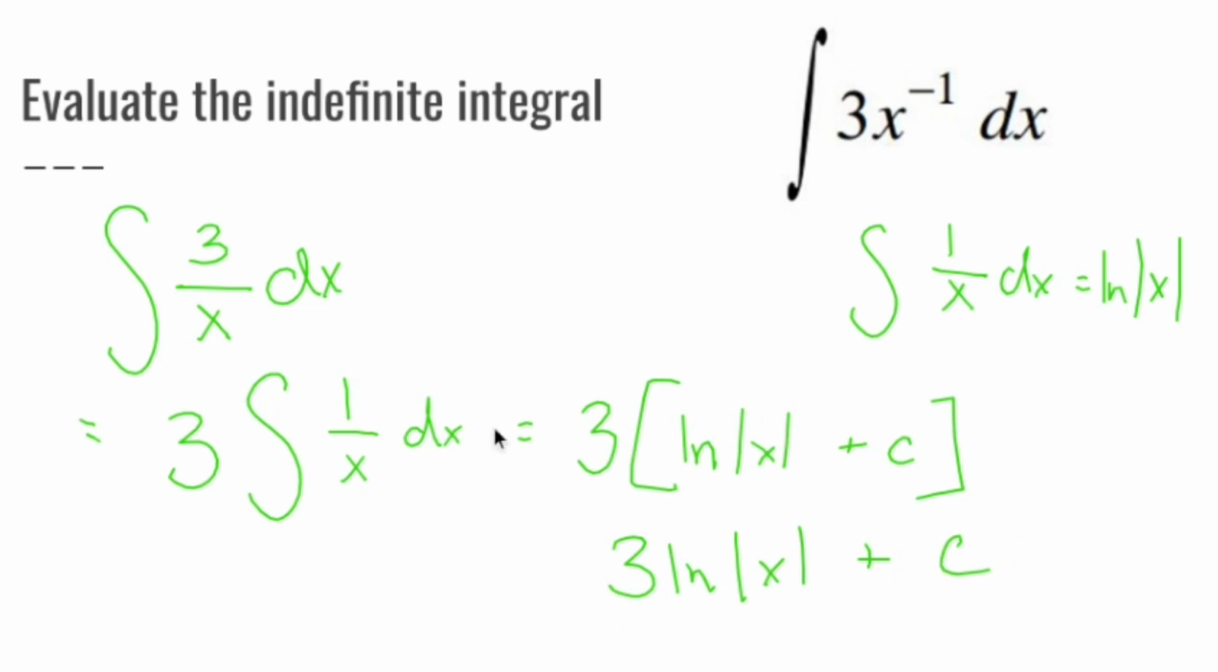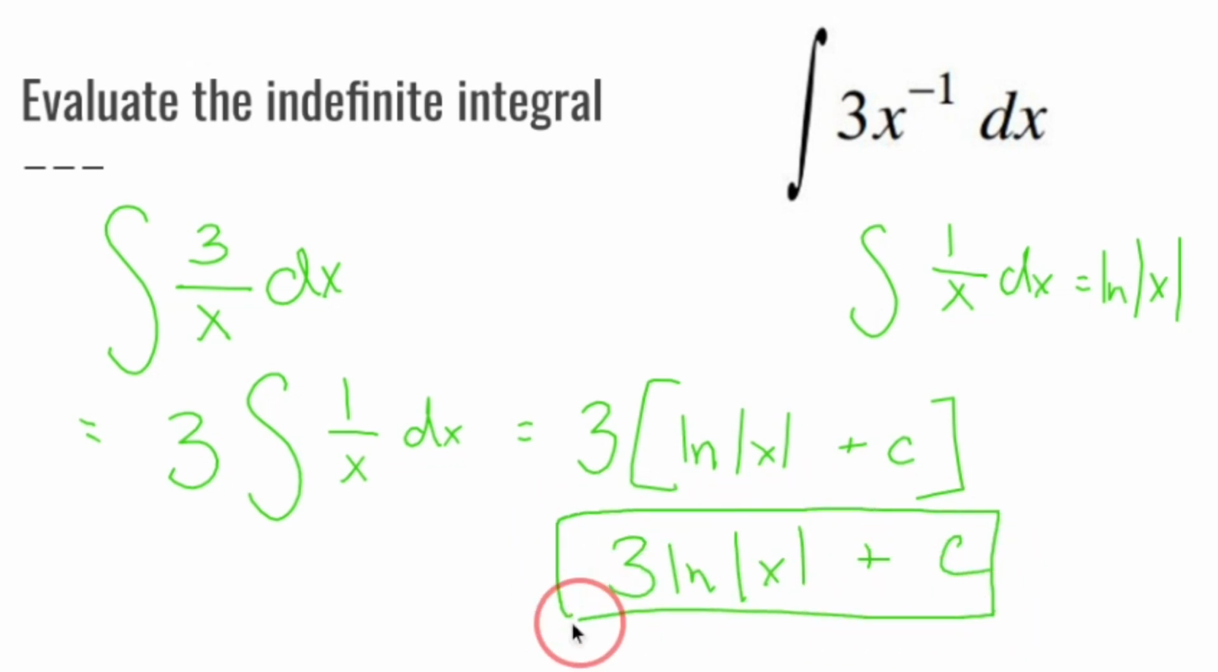We just did the indefinite integral of x to the negative 1, also written as 1 over x. So the integral of x to the negative 1 is ln of x. Just be careful, because it's tempting to do the power rule. No power rule here.